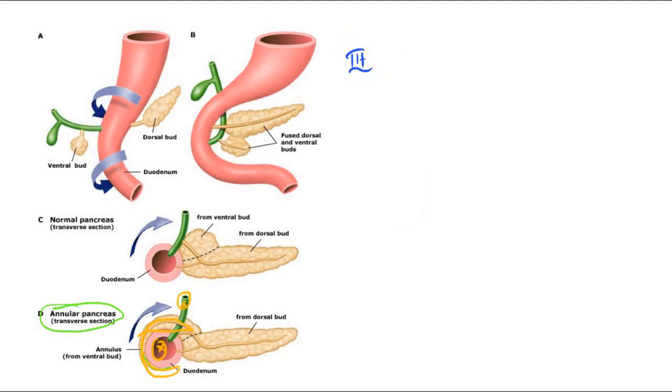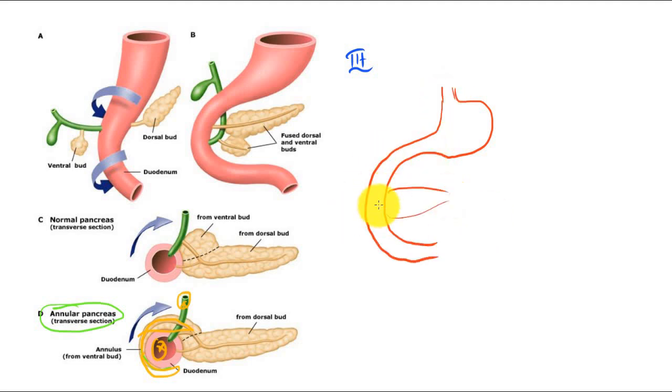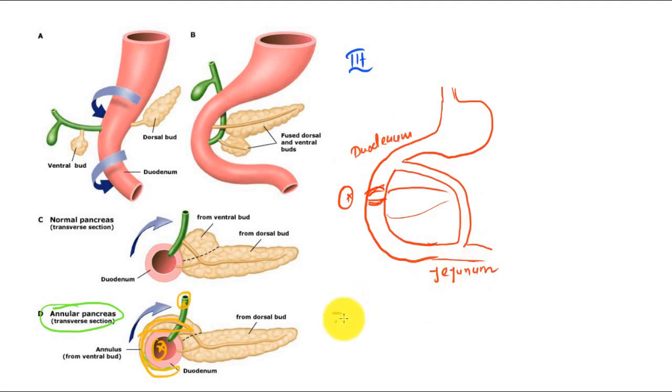So regarding treatment, this is the duodenum with annular pancreas, and it is causing duodenal obstruction. For treatment, our main goal is to relieve this obstruction by making a communication between the duodenum and the jejunum, and this surgical procedure is known as duodenojejunostomy.